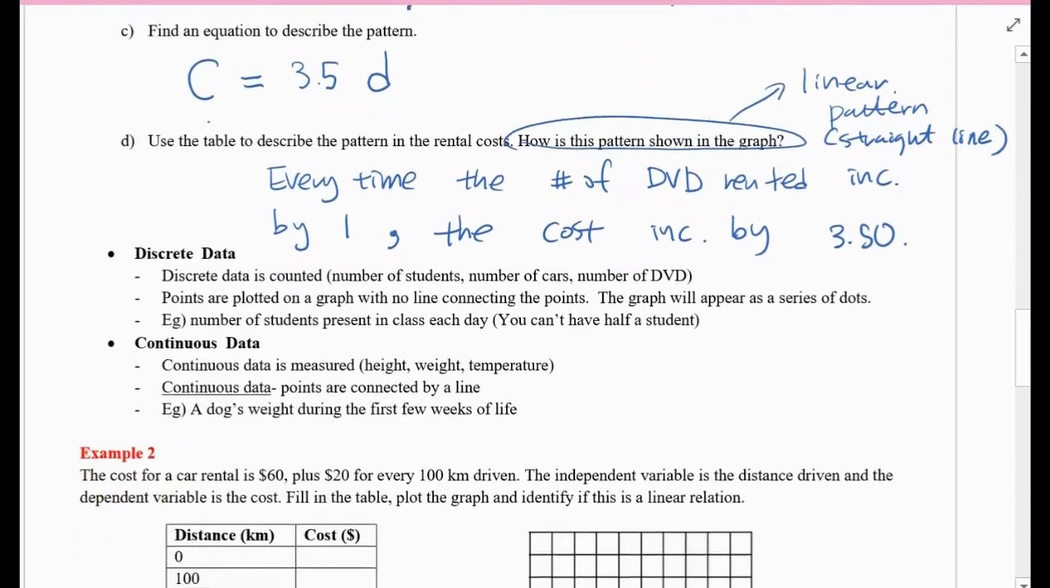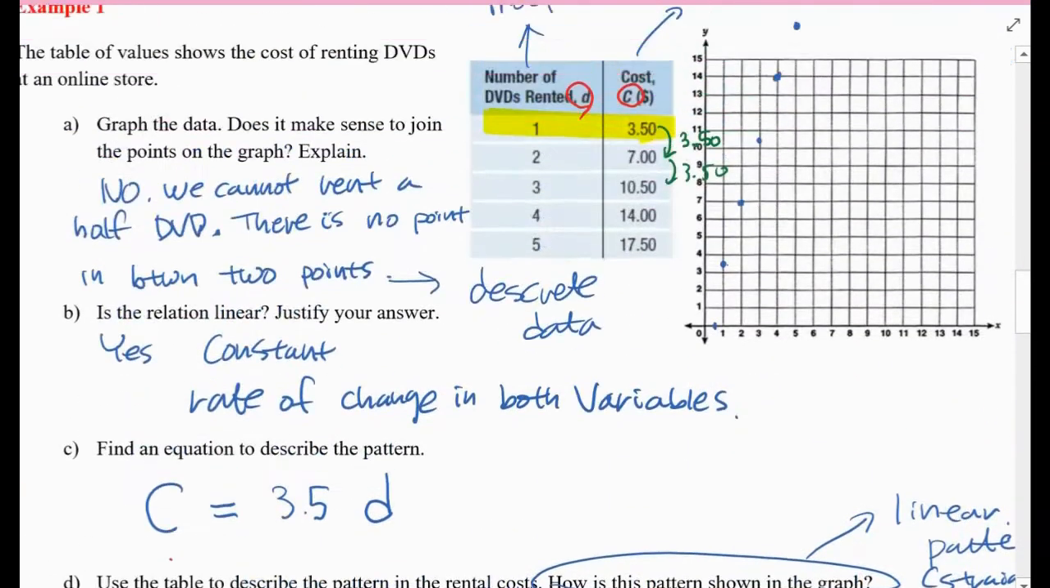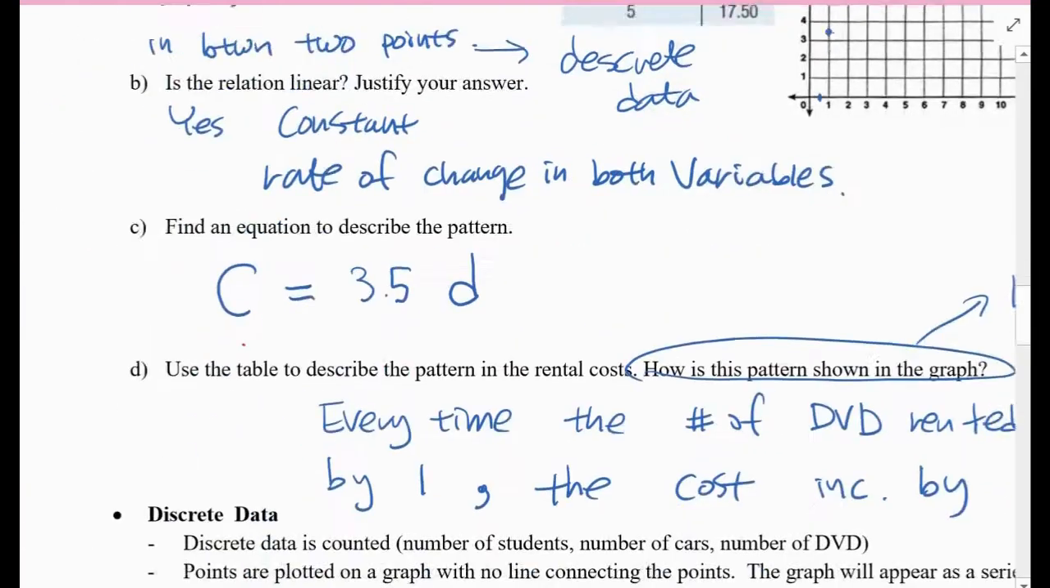Okay, so here we're going to learn about discrete data and continuous data. Discrete data is countable. So this one is discrete data. You did not join the points on the graph. The number of DVDs is countable. So discrete data is countable.